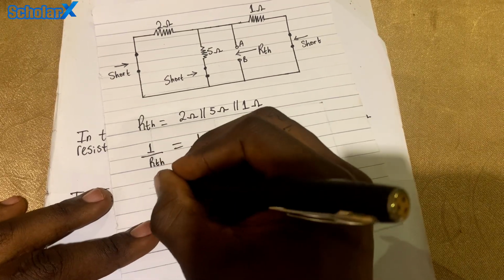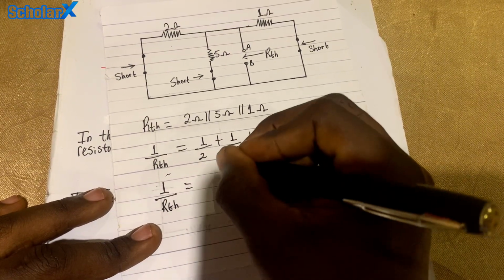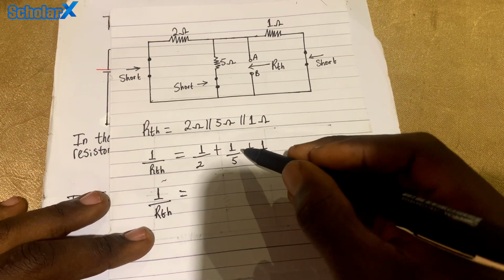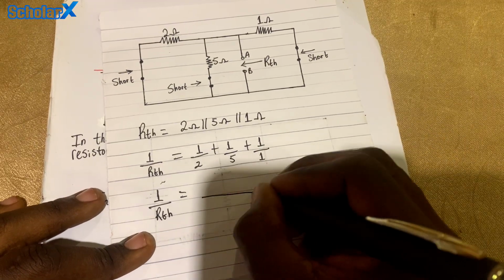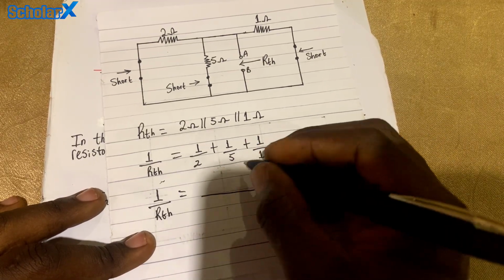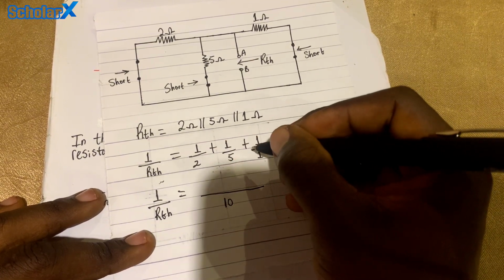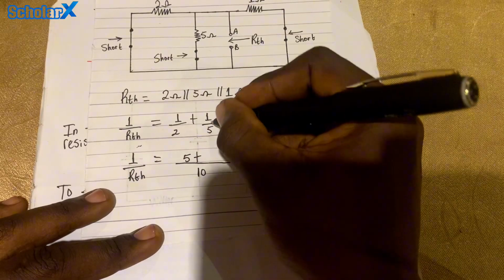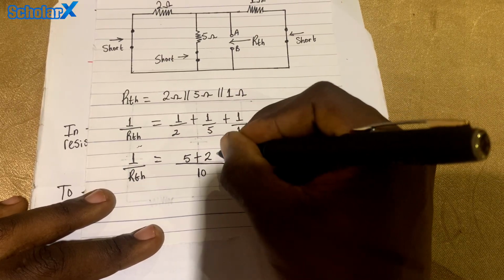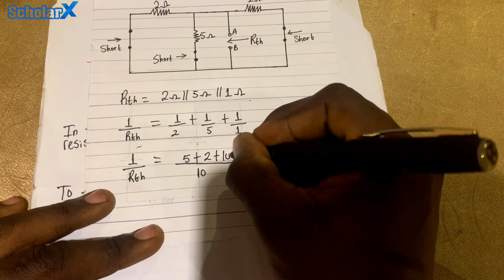So now 1 over RTH is equal to 1 over 2 plus 1 over 5 plus 1. Now, what are we going to do? We're going to find the LCM. LCM of 2 and 5 is 10. So it's going to be 10. 10 divided by 2 gives us 5, 5 times 1 is 5. Plus 10 divided by 5 gives us 2, 2 times 1 is 2. Plus 10 divided by 1 gives us 10, 10 times 1 gives us 10.